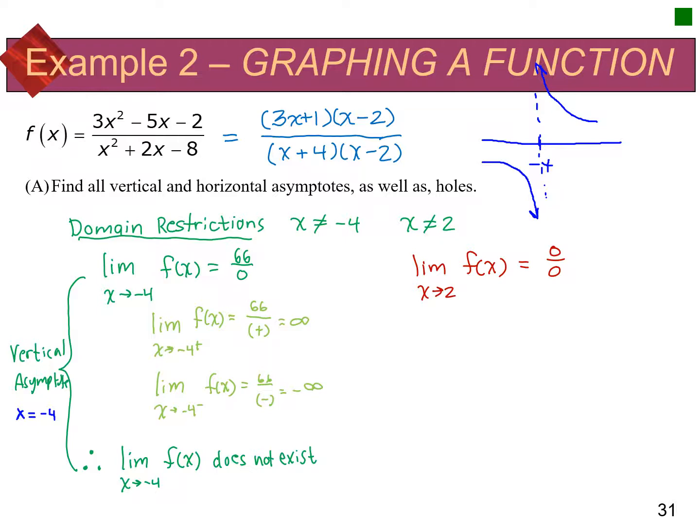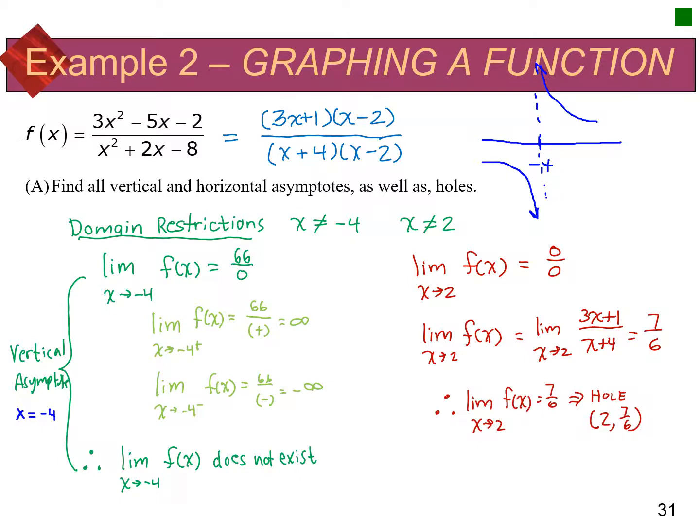Since I've already factored it beforehand, I know that the limit as x approaches 2 of f of x is equal to the limit, as x approaches 2, of 3x plus 1 over x plus 4, which is basically the same function with the x minus 2's canceled out. And when I do that, I get 7/6. Since it's now a number, the limit as x approaches 2 of the original function is 7/6. It's just that f of 2 itself doesn't exist. That's the indication that I have a hole in the graph at 2, 7/6.